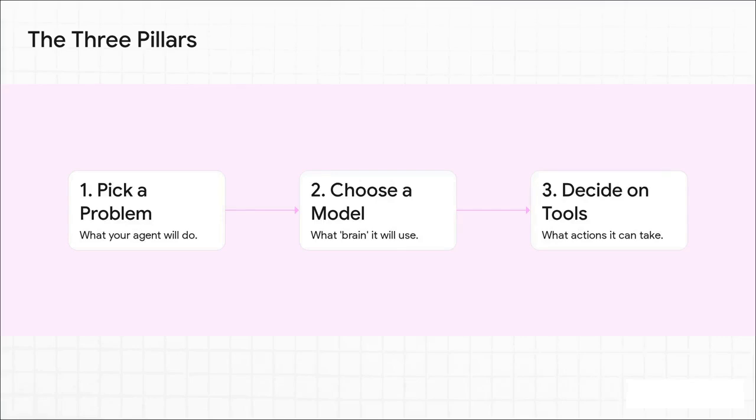The way to think about it is like this. Your agent needs a mission, a brain, and some hands. So what's its job going to be? What model is going to do the thinking? And what tools will it use to actually do stuff? Let's start with the mission.